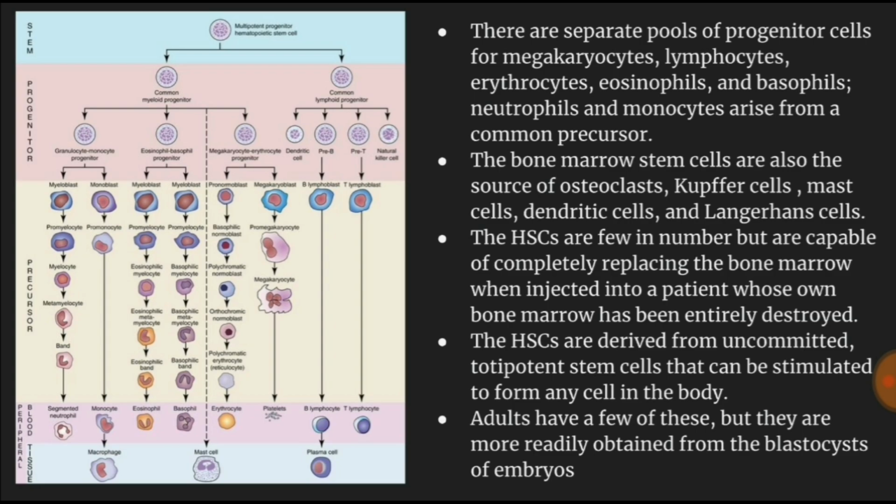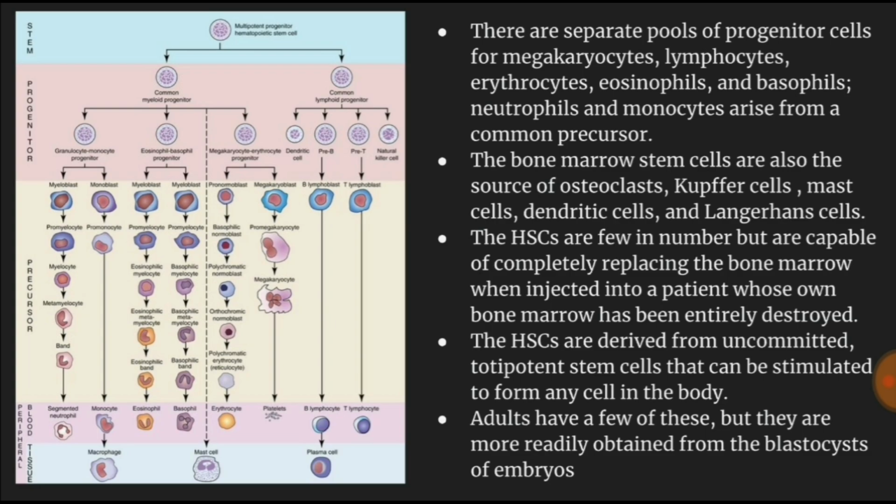Hematopoietic stem cells are derived from the uncommitted totipotent stem cells that can be stimulated to form any cell in the body. These hematopoietic stem cells need not be committed to any particular cells. As you can see, the hematopoietic stem cells get differentiated into different forms of cells, different function-performing cells. That is why they are called uncommitted totipotent stem cells.